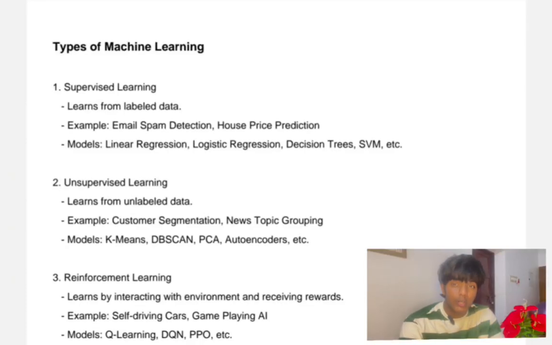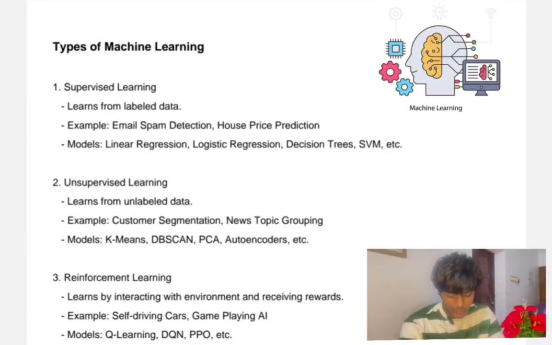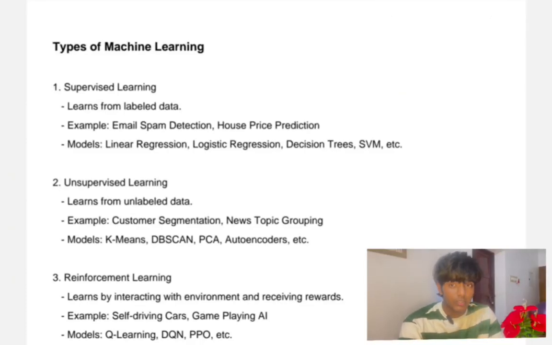Hello guys, what is machine learning and what are the types of machine learning? Basically, what is machine learning? Machine learning is a subset of artificial intelligence that basically teaches the computer with the data. So if something is teaching the computer with the data, that is called machine learning. There are three types of machine learning: supervised, unsupervised, and reinforcement learning. We're going to see these three very clearly.